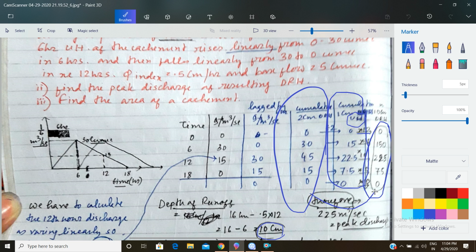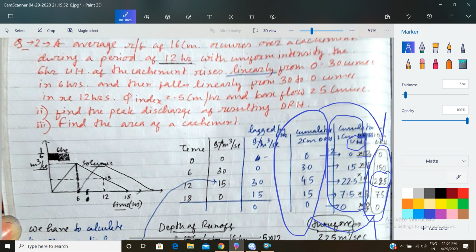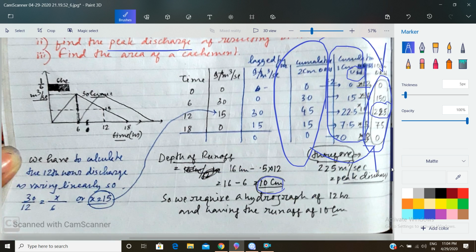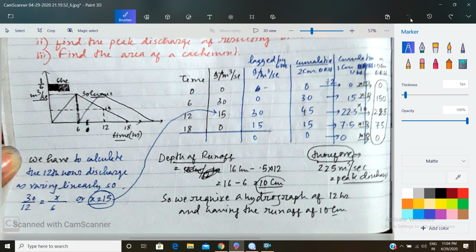You can jump from this step also: you are getting 2 centimeter precipitation here, and if you need 10 centimeter precipitation, then you have to multiply this by 5 only. So from here we are getting a peak discharge of 225 meter cube per second, and this was in the question: find the peak discharge of the resulting DRH. That is done here. So this is the answer. Okay, let's go to the next page.